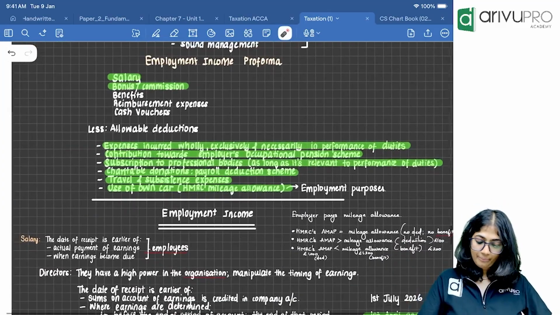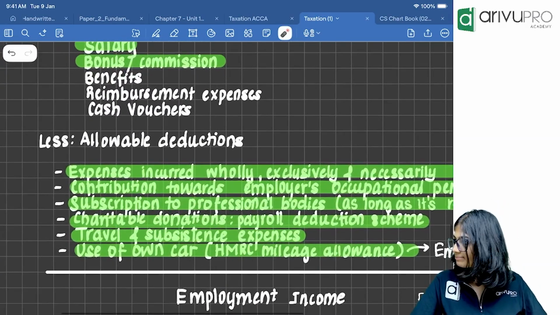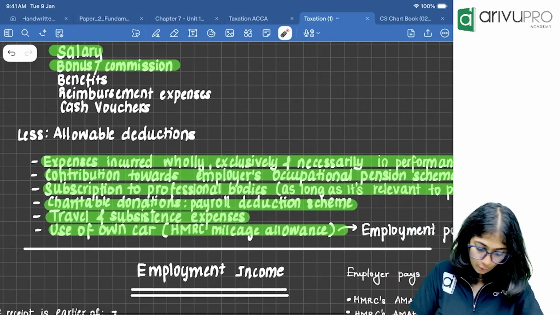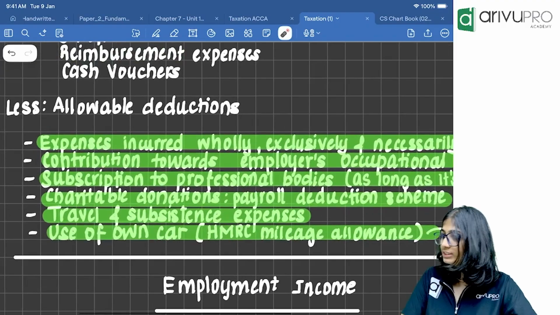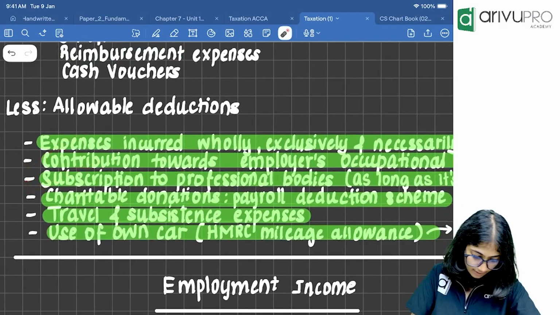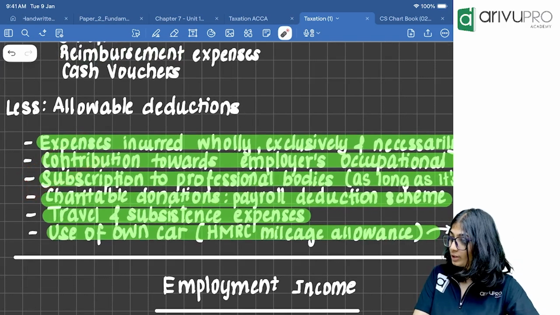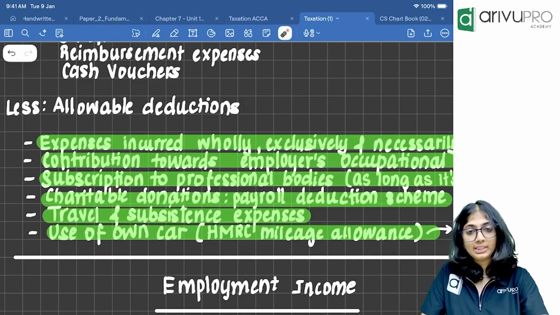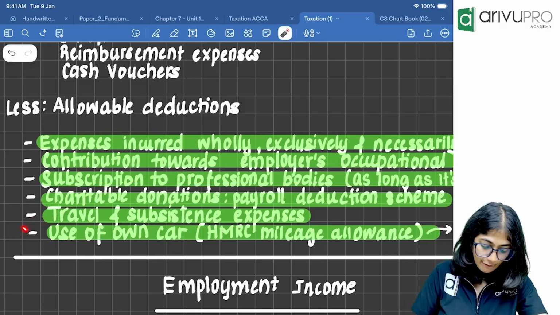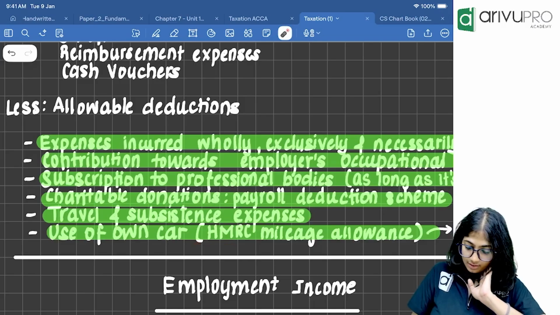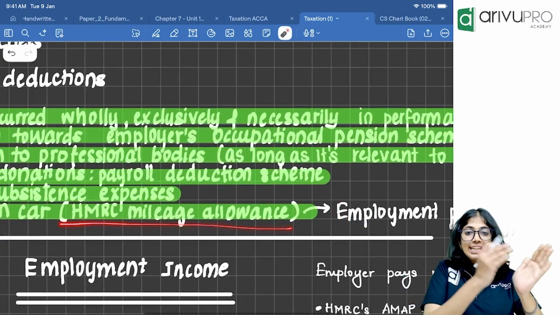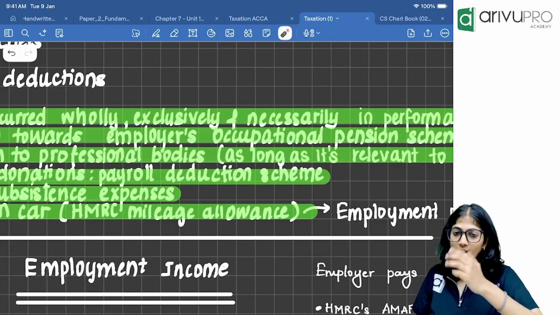Now, we are done with most of these things. We had looked at allowable deductions, expenses wholly, exclusively, necessarily in the performance of duties. We had looked at contribution towards pension scheme. We had looked at subscription. We had looked at charitable donations under payroll deduction scheme. Travel and subsistence. Again, not for ordinary commute and not for personal travel. If you're using your own car for employment purposes, then the deduction is equivalent to HMRC's mileage allowance.